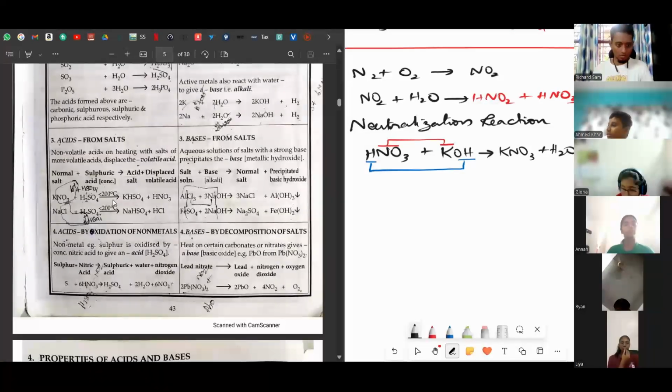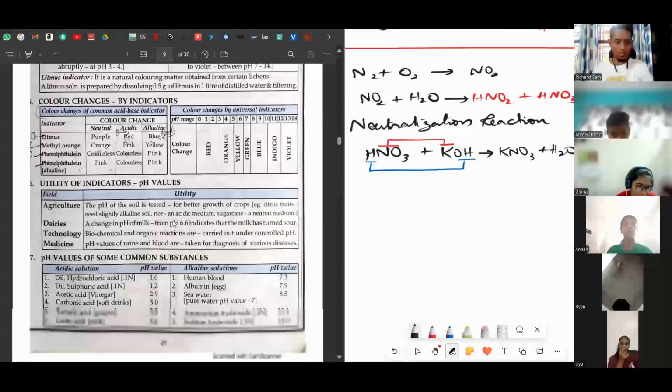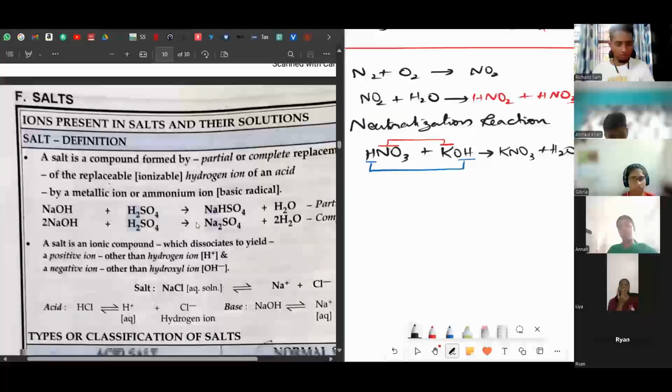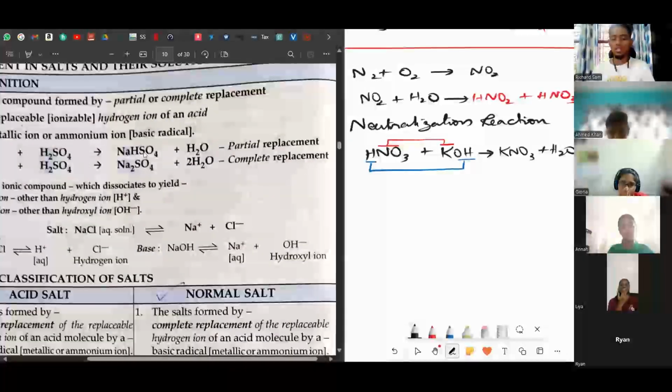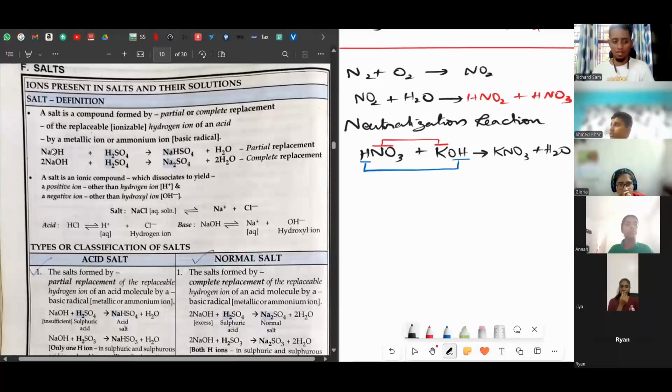So we keep the temperature less than 200 degrees Celsius so that we have partial replacement. Partial replacement. Anyway, what is a salt that is produced when there's a partial replacement? See, this is acid plus base gives salt and water. So what is a salt that is formed on partial replacement in this reaction? NaHSO4. And if there's complete replacement, you get Na2SO4.